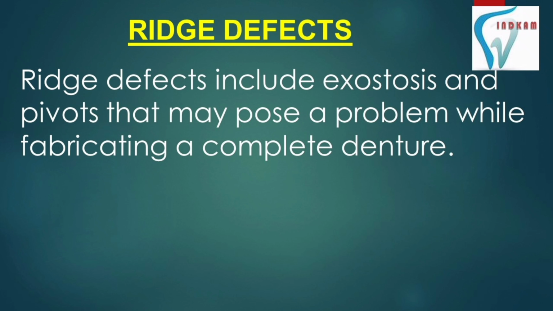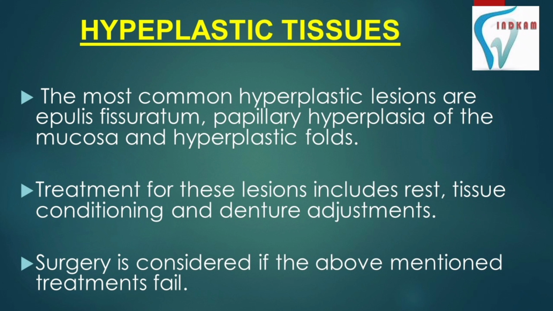Ridge defects. Ridge defects include exostosis and pivots that may pose a problem while fabricating a complete denture. Hyperplastic tissues. The most common hyperplastic lesions are papillary hyperplasia of the mucosa and hyperplastic folds. Treatment for these lesions include rest, tissue conditioning, and denture adjustments. Surgery is considered if the above-mentioned treatments fail.